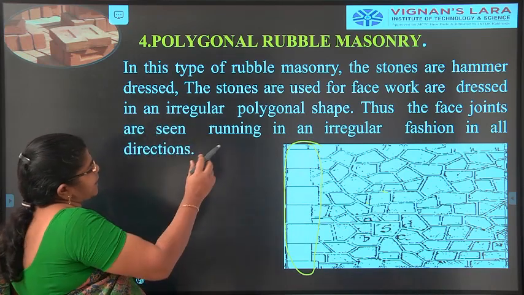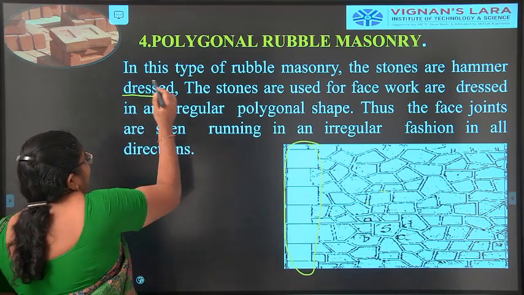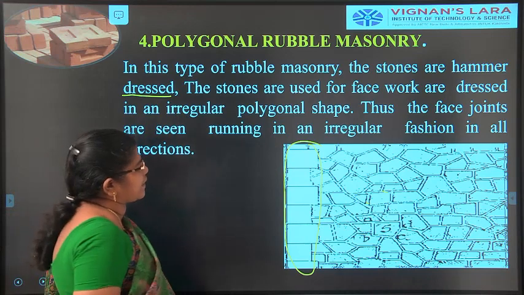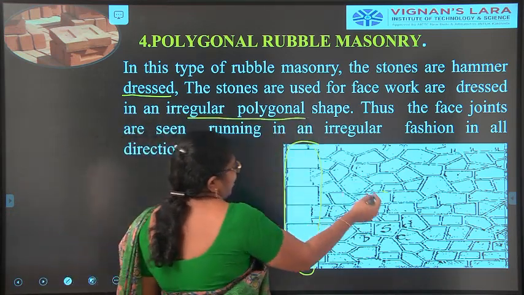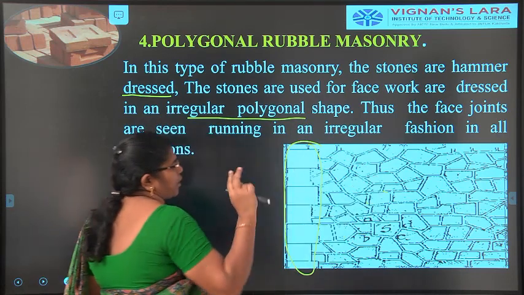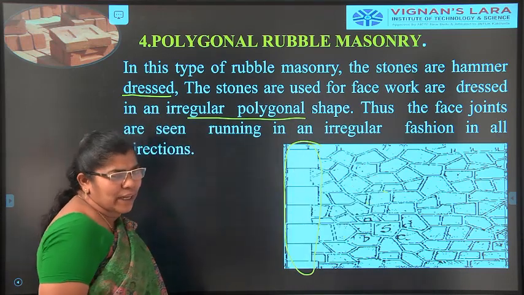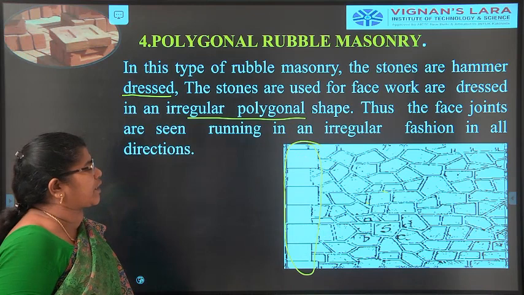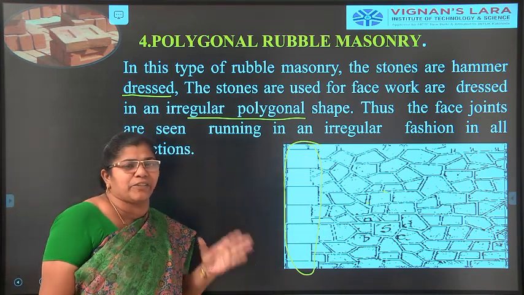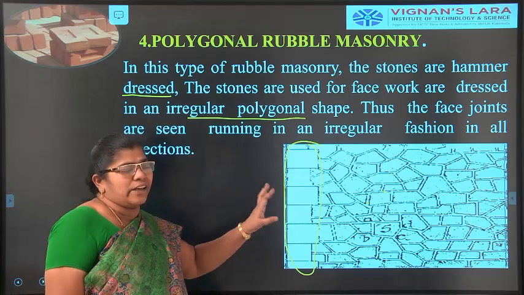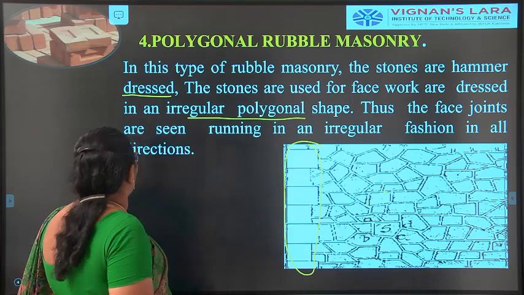Okay, so here the stones are hammer dressed. Okay, it is a polygonal size. It is dressed properly, and it is an irregular polygonal shape. The shape of each polygon is not the same, but it has a polygonal shape, and the face joints are seen running in an irregular fashion in all the directions. Right. So this is the fourth one.